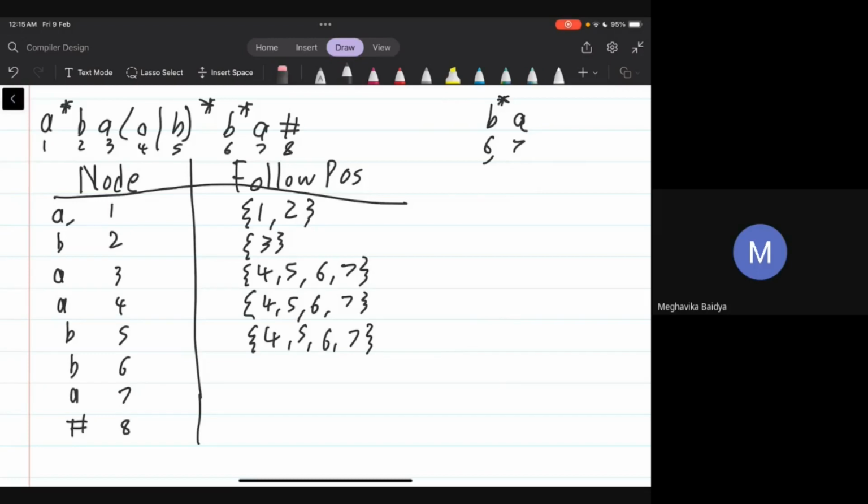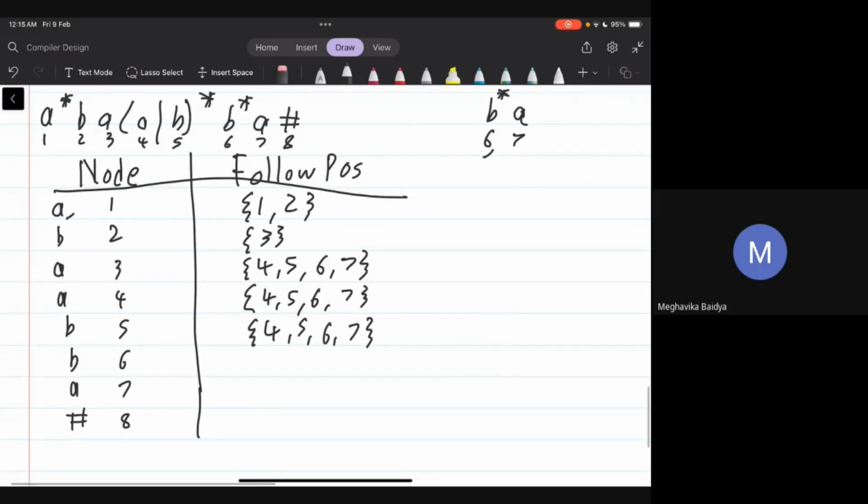So for 6, write this. For 6, B star, right? B can occur. This is 6 and 6, so 6 can be followed by 6. And you can also have BA, which is 6 followed by 7. So it's 7. And since after A there's a hash, this is 8. Because there is a single A without a star, it cannot go beyond A. Like B hash cannot occur. This is invalid. So it's only 6 and 7.